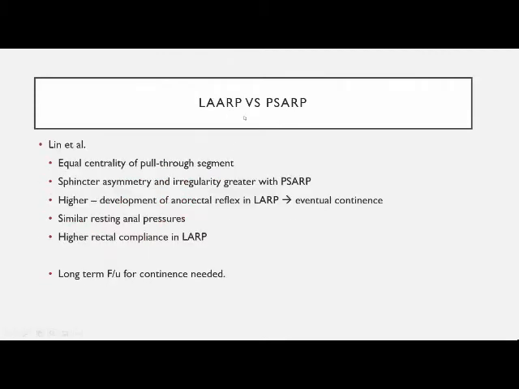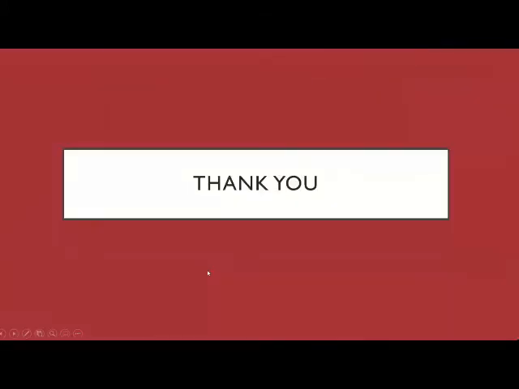Laparoscopy versus the conventional PSARP: there has been a study comparing both of these. They report equal centrality of the pull-through segment within the muscle complex. The sphincter symmetry and regularity seem greater with PSARP. A higher development of anorectal reflex is known with the laparoscopic procedure, and better eventual continence. However, both of them have similar resting anal pressures. Higher rectal compliance is seen in the laparoscopic-assisted procedure. However, long-term follow-up is needed for assessment of continence in these procedures. Thank you.